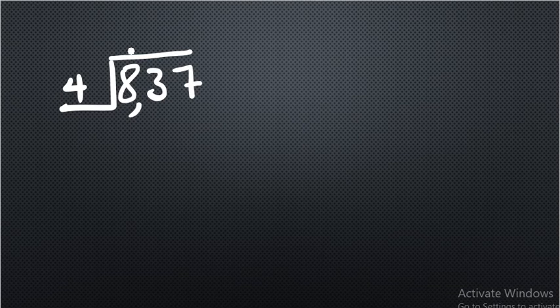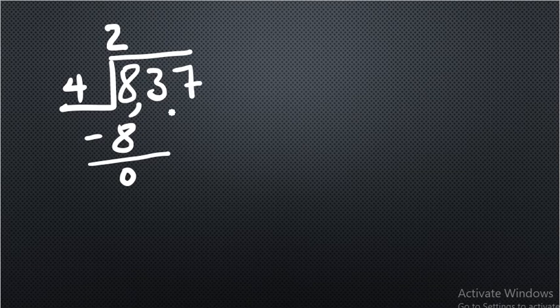Then 8 divided by 4, obviously it's going to be 2 times, because 2 multiplied by 4 will give you 8. Then subtract. 8 minus 8 will be 0, so you can ignore and bring the next number. What is the next number? It's going to be 3. Now, let us see. Can we divide 3 by 4? No, because the number 3 is smaller than 4. So, we have to bring the next number.